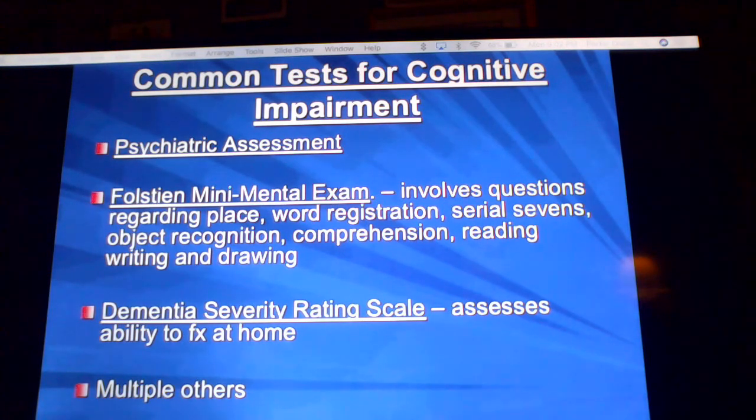It actually gives you a numerical score, so you could administer the Folstein Mini Mental, treat somebody with Aricept for maybe a month or two, give them the test, and see if they've improved. But again, for the most part, there is not a great response to these medications. There's also a dementia severity rating scale. This is a test that assesses someone's ability to function at home. And again, there are lots of these tests, okay?